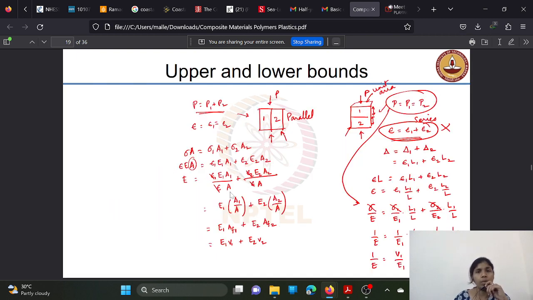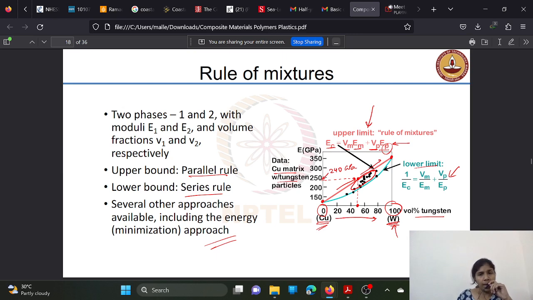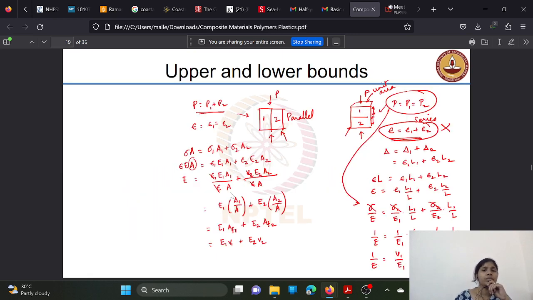You can see the upper bound and lower bound rule. Upper bound is parallel rule and lower bound is series rule. In the parallel rule, the two phases of the polymer are aligned parallelly, and it is loaded with this P, the loading, so P is shared between P1 and P2. That's why P is equal to P1 plus P2, and the elongation epsilon 1 is equal to epsilon 2. So the elongation between the two phases will be equal.